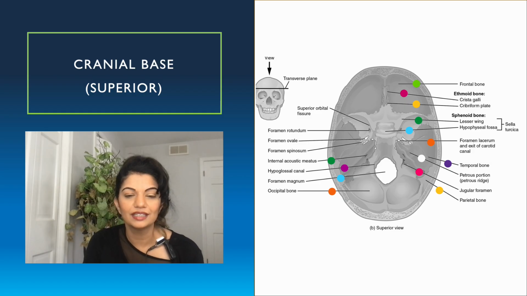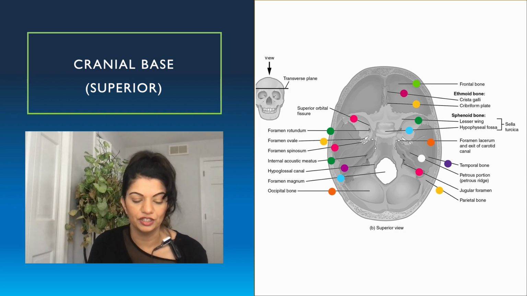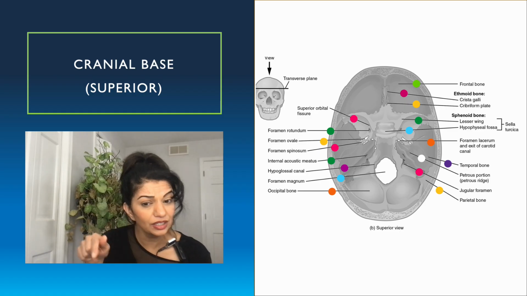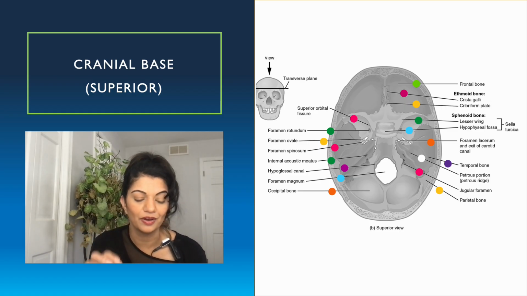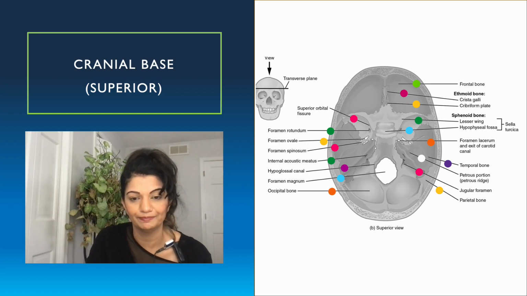Okay, then we've got some foramina, and these are a bit tricky to identify, so I do have a bit of a mnemonic for you in the next slide. But we've got foramen spinosum, foramen ovale, and then foramen rotundum. Okay. Then we've got the superior orbital fissure. Now this is again a triangular-shaped opening that you can't see very well here, but basically it connects the orbit, your eye socket, to the middle cranial fossa. All right, there you have it.